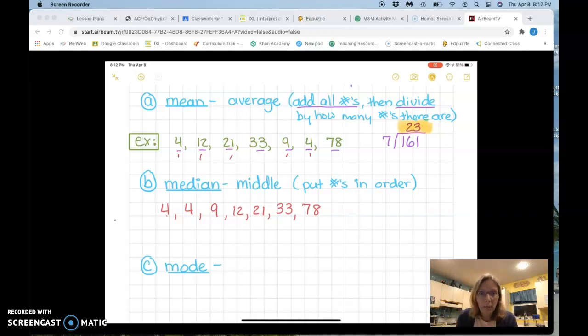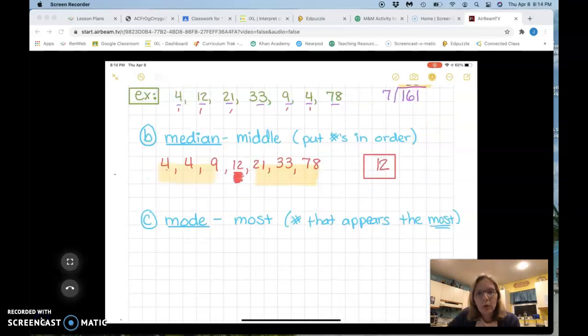When there's an odd number of numbers, it is so much easier. So the median, or middle number, out of all these numbers is going to be 12, because 12 is right in the middle. There are 3 numbers on the left and there are 3 numbers on the right. So 12 is my middle number. So the median is 12.